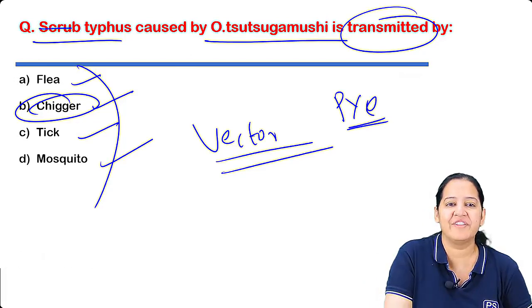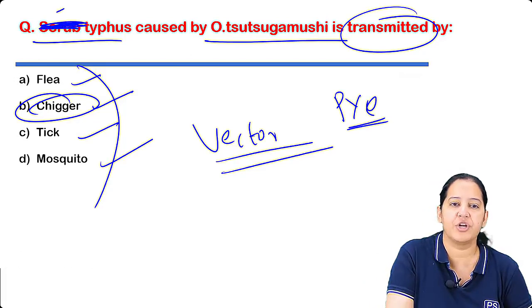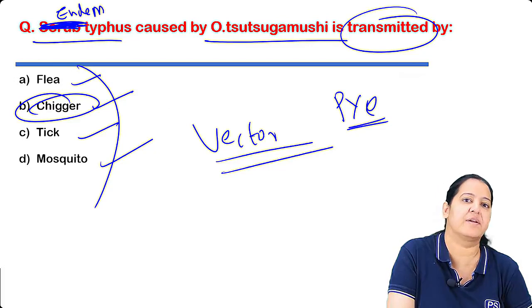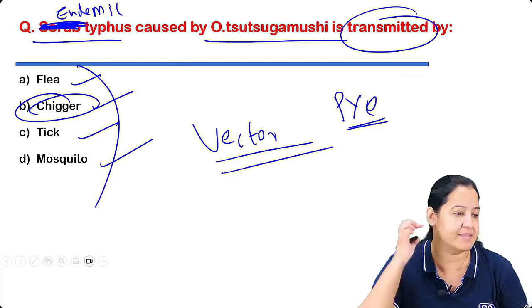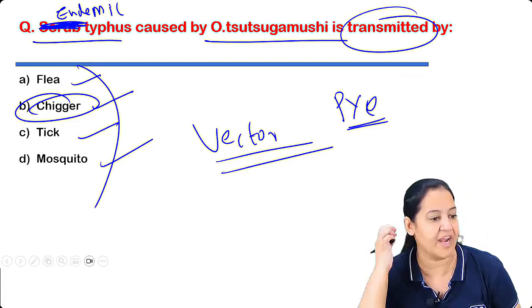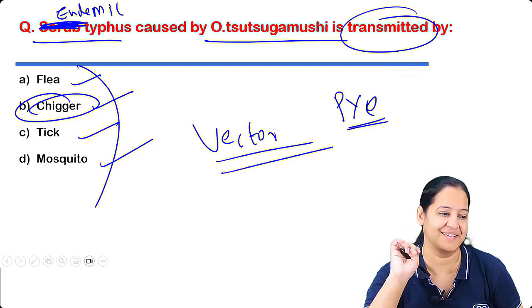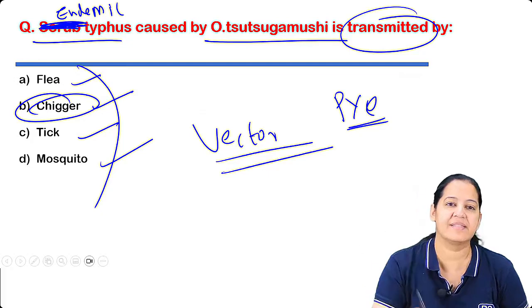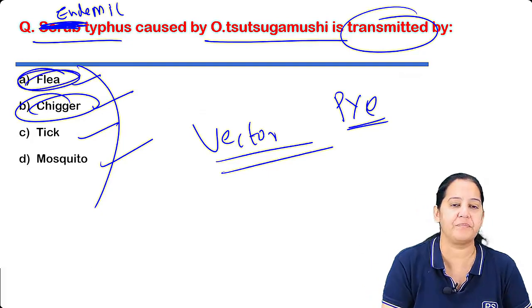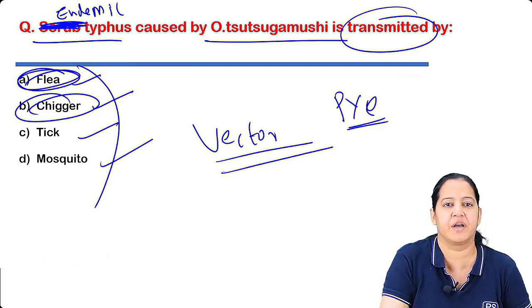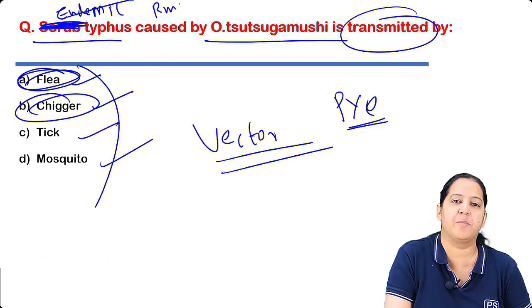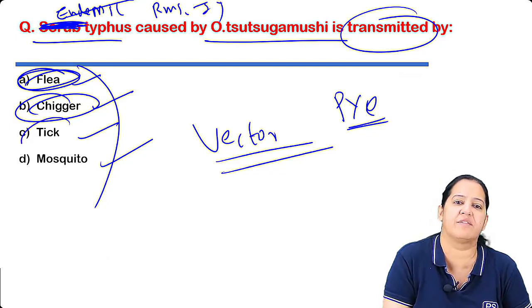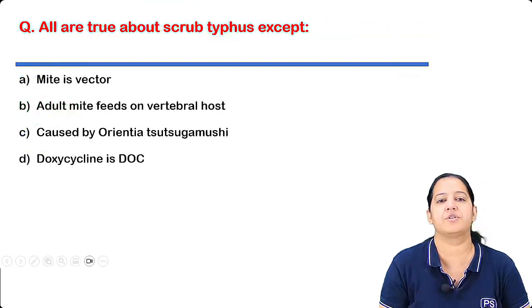If I change the question to endemic typhus, what is the answer now? Endemic typhus is the second one. You learn the sequence. It's very easy if you learn the sequence. In that case the answer will become flea. And here, if I change it to Rocky Mountain spotted or Indian tick typhus, then the answer will be tick. So in this way you get many questions on the vectors also.